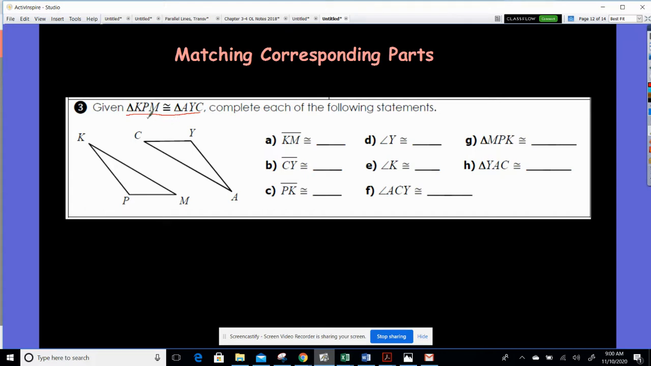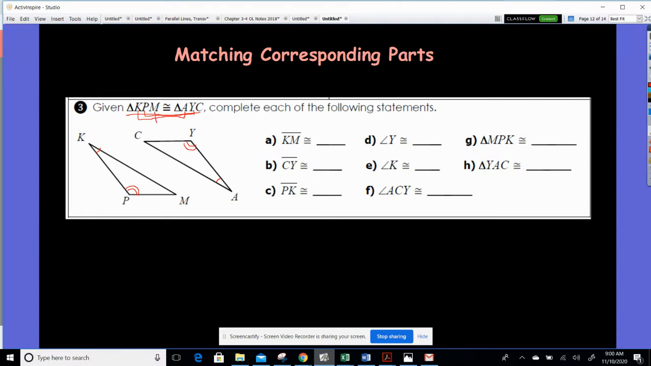So what I would do is I would start by looking at the corresponding angles, okay? So angle K is the first letter of that triangle, and it corresponds with A. So I'm going to put one little mark on angle K and one little mark on A so that I know that those angles are corresponding. Then I'm going to move to the next letter. The next letter in the first triangle is P, and it corresponds with the second letter Y. So I'm going to find P and Y, and I'm going to put 2 marks so that I know that those 2 angles are corresponding.